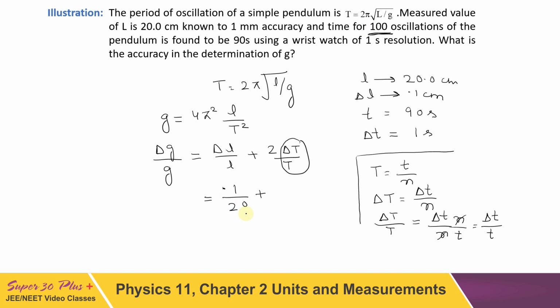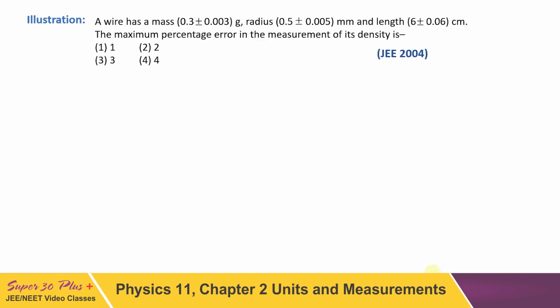0.1 by 20 plus 2 into, now directly we can write the value of delta t by t, which is 1 upon 90. If you solve the values, you will get 0.027. So this is the relative error in calculation of G. If it is asking for percentage error, that would be 0.027 into 100. So nearly it would be equal to 2.7%. Now you can practice a number of questions based on calculation of error.